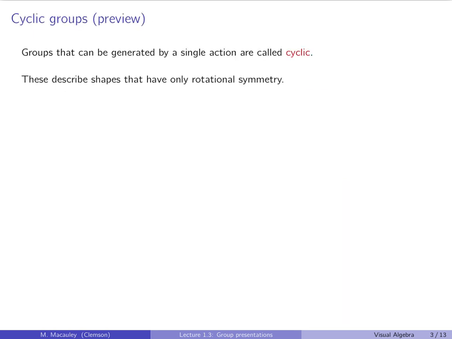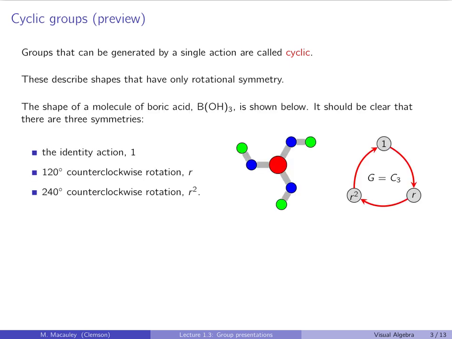Groups that can be generated by a single action are called cyclic. These describe shapes that have only rotational symmetries. The shape of a molecule of boric acid is shown below. It should be clear that there are 3 symmetries. The identity action, which we'll denote as 1, a 120-degree counterclockwise rotation, which we'll call R, and then a 240-degree counterclockwise rotation, which is R squared. And as before, we consider this the same as a 120-degree clockwise rotation, just like how the identity is the same as a 360-degree rotation.